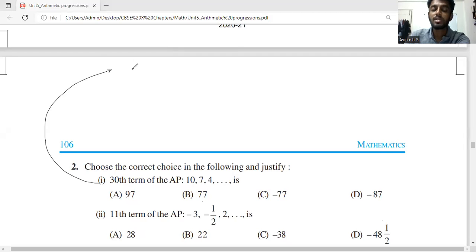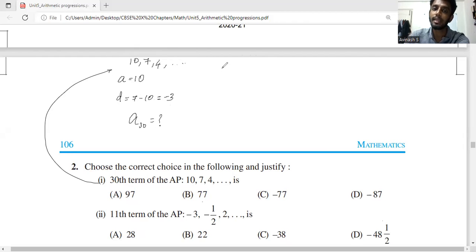When it comes to the second question, fourth subdivision, they have given an AP which is 10, 7, 4, and so on. So from this, first let us try to understand what is A. A is 10 because that is the first term. D will be second term minus first term, which will be minus 3, not 3. Second term minus first term, that will be minus 3. And they have asked us to find A30. This is what we need to find.